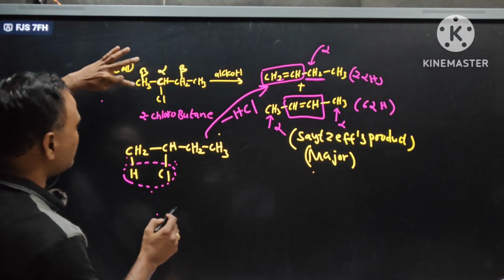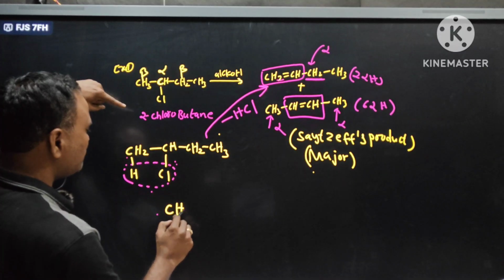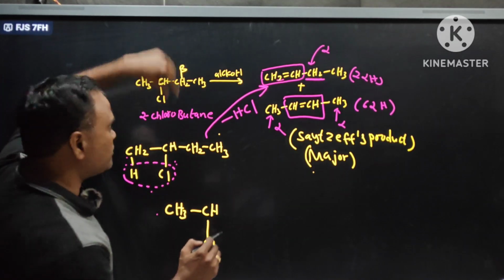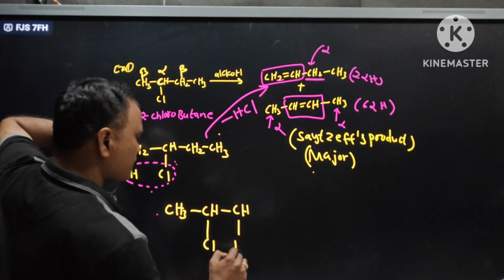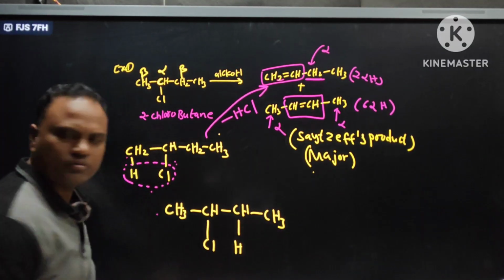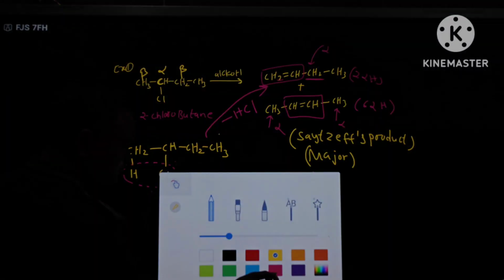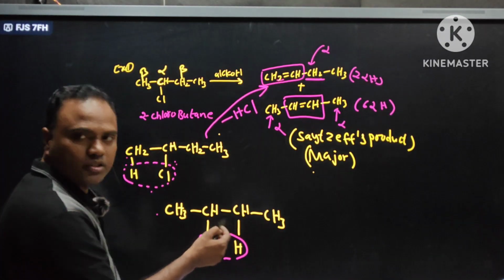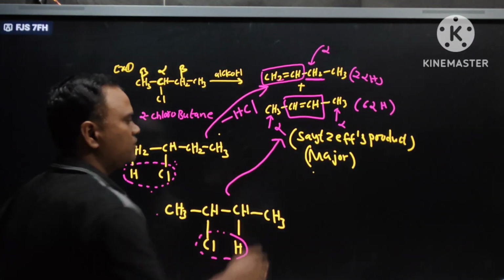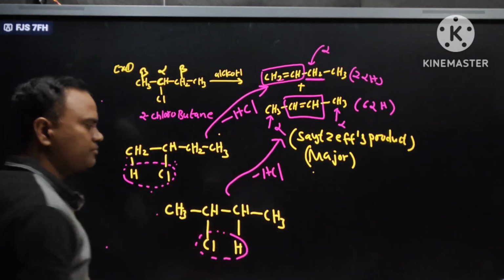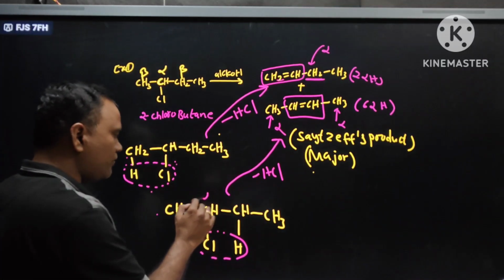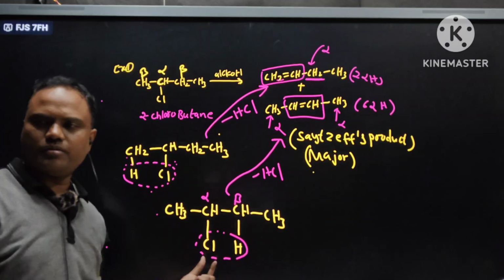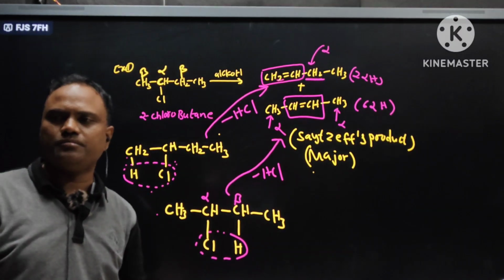Now what I am writing next, CH3 CHCl, this beta hydrogen down. Okay, now remove H and Cl. Where will you get the double bond? Here in the middle you will get the double bond. Clear? This is alpha, this is beta. So you remove this beta hydrogen and the chlorine. Now you will get 2-butene. Clear?